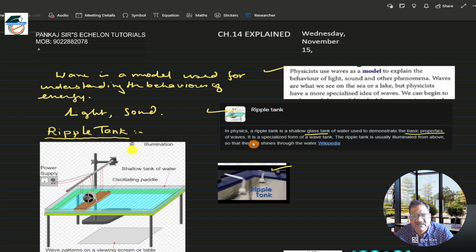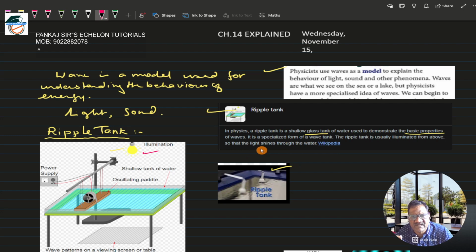Now it is a specialized type of water tank, and the ripple tank is usually illuminated from above. This lamp, can you see this lamp? This lamp sort of thing is used to illuminate the water tank. This is the glass water tank, and it contains water. So this water tank is illuminated with some lamp sort of thing.